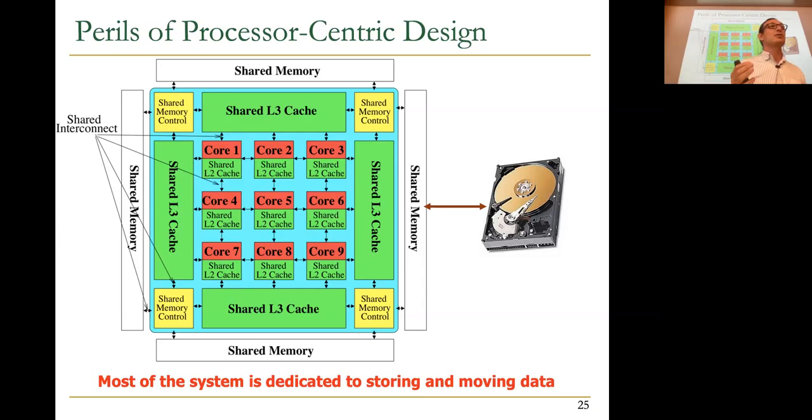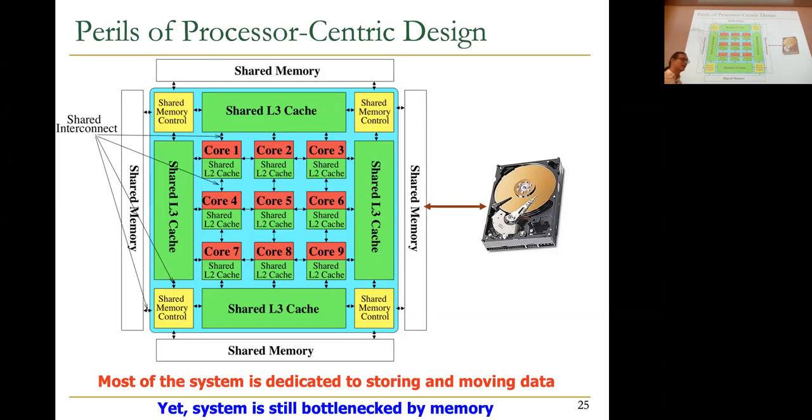So essentially, in all of the systems that we're building today, most of the hardware real estate is dedicated to storing and moving data. Yet the system is still bottlenecked by memory. So there seems to be some imbalance here, right? We're putting so much effort on storing and moving data, yet we're still bottlenecked by data movement. And this talk is about basically how do we fix that?